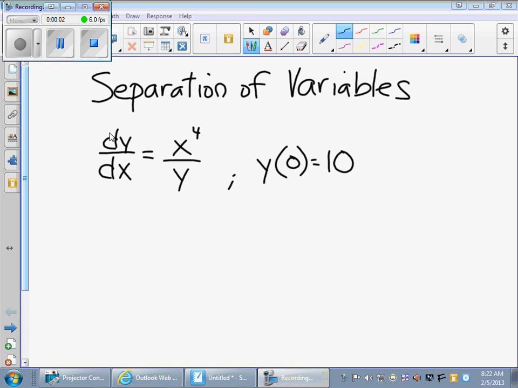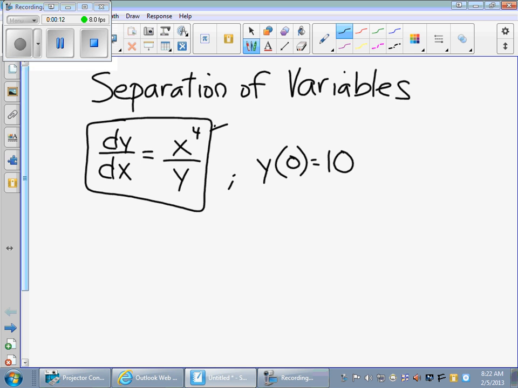Okay, we're going to talk about separation of variables here. Separation of variables is a method to use to solve differential equations. This is a differential equation, differential because it has a derivative in it. Basically, we need separation of variables for any kind of derivative that's got like two letters in it, like x and y.